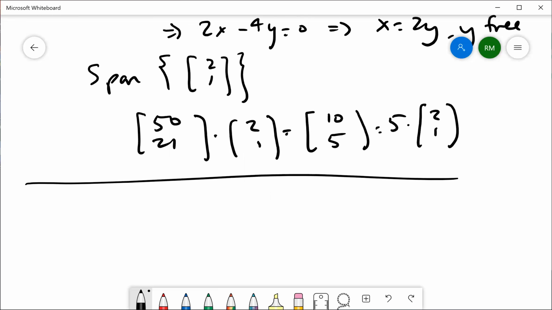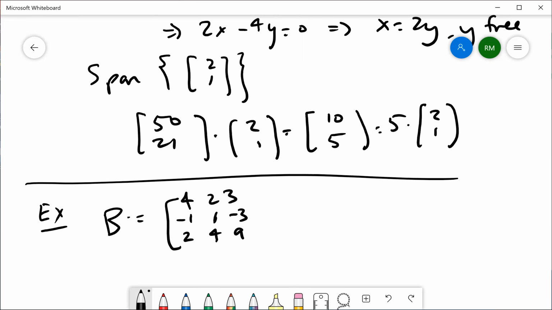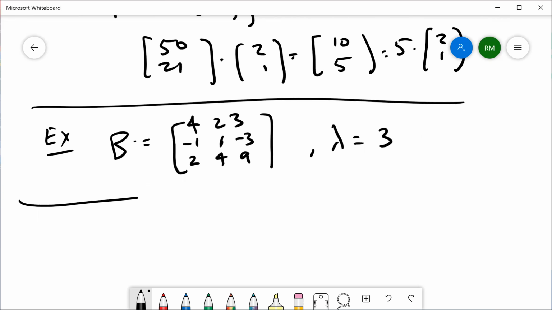So now it's your turn. You want to find the eigenspace of the matrix B corresponding to lambda equals 3. Good luck.